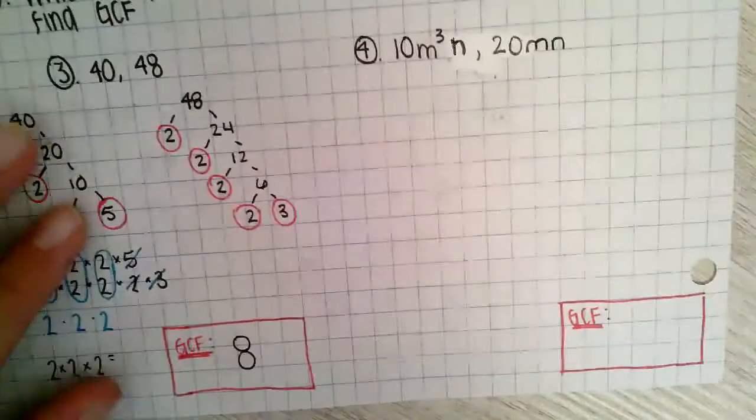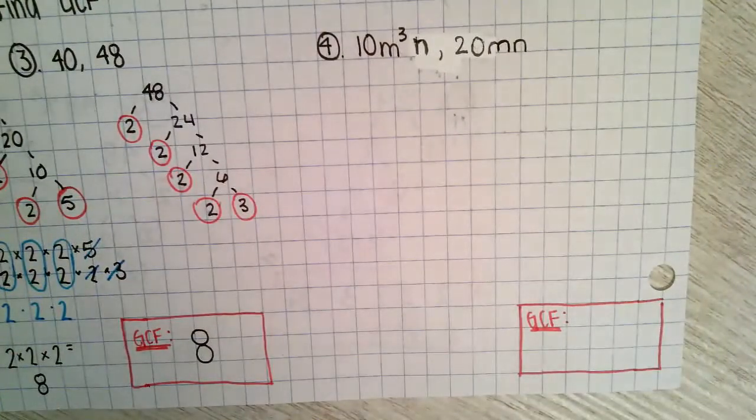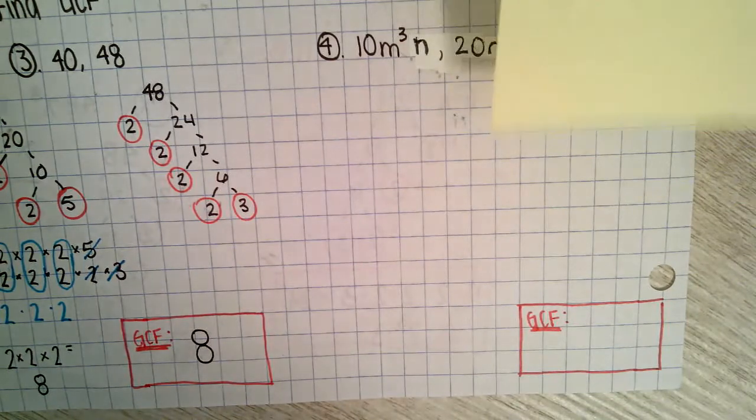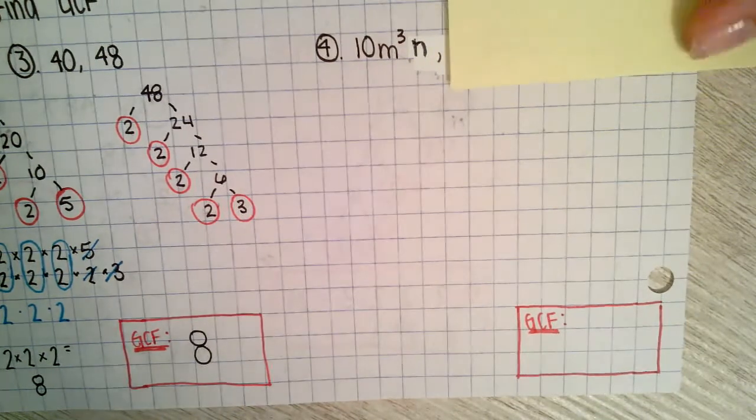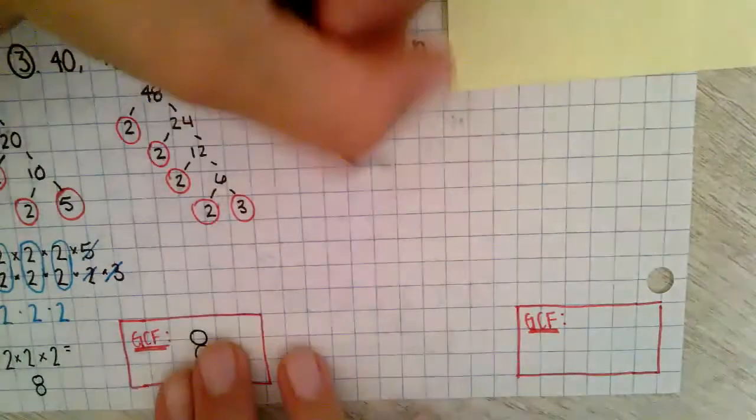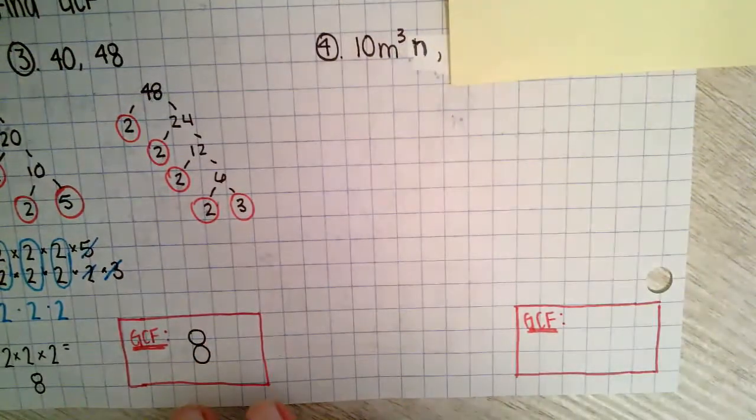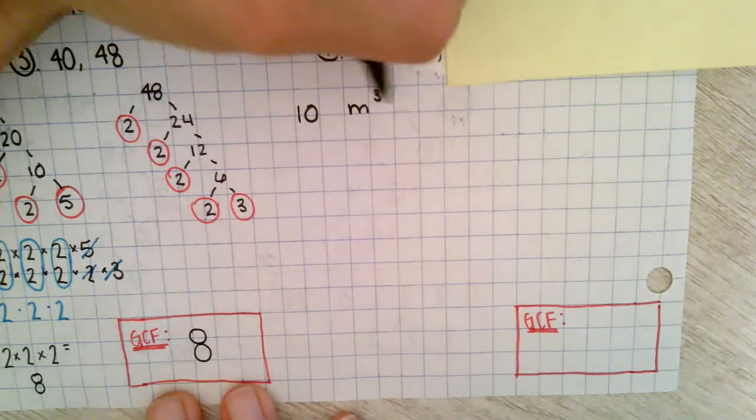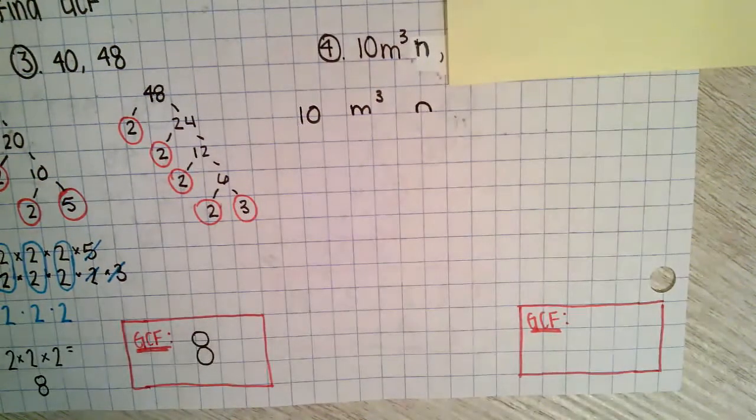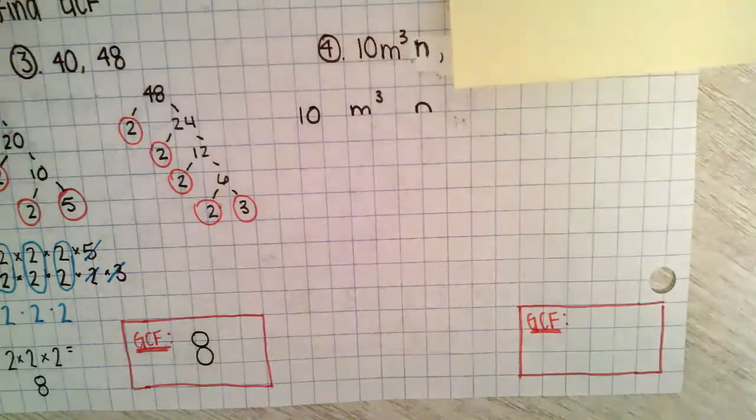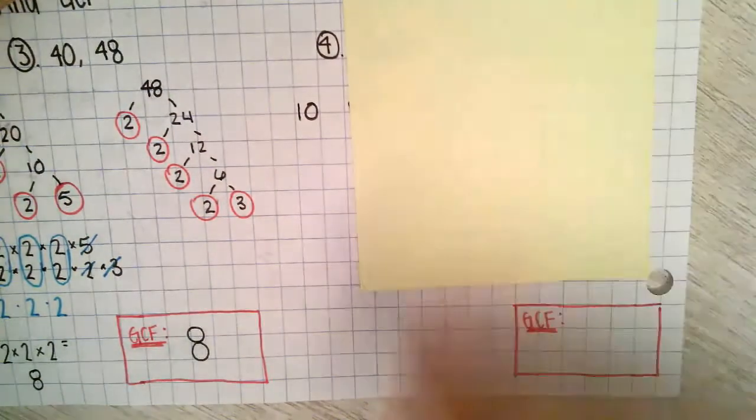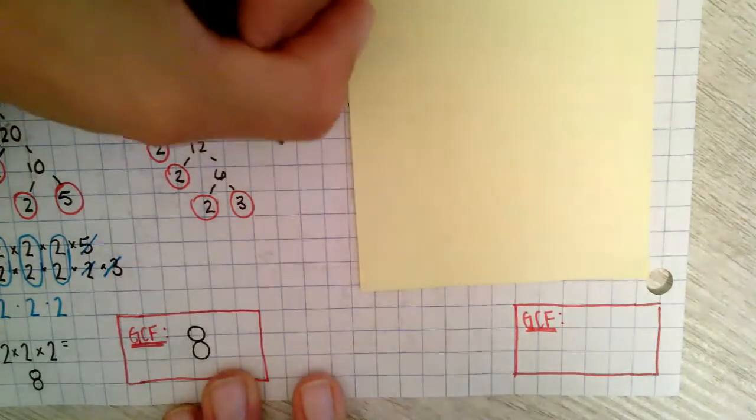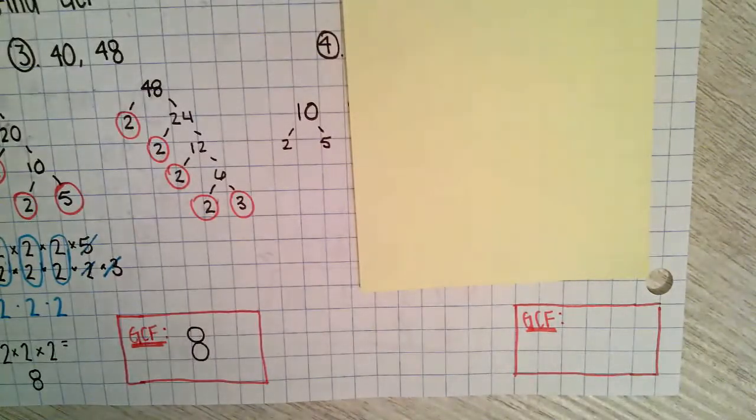Now I'm going to move on to this next example. Again, if you need a refresher on how to factor these numbers or do prime factorization, please watch the video over the first half of the video. But what I recommend is starting with just one at a time. And then even further, I'm going to split these up. So I have 10 m cubed and n. I'm going to move right into my prime factorization of 10. I know how to do this. 2 times 5, and that's it.